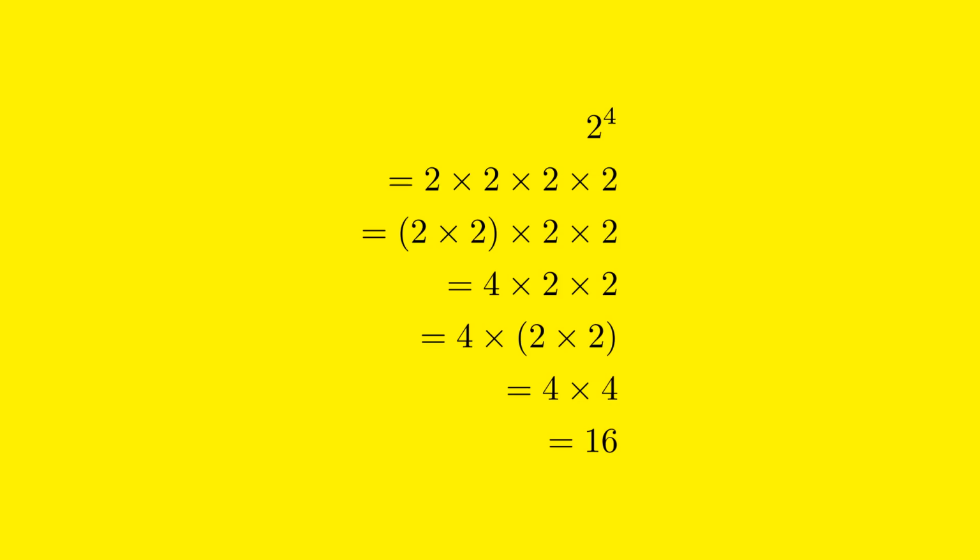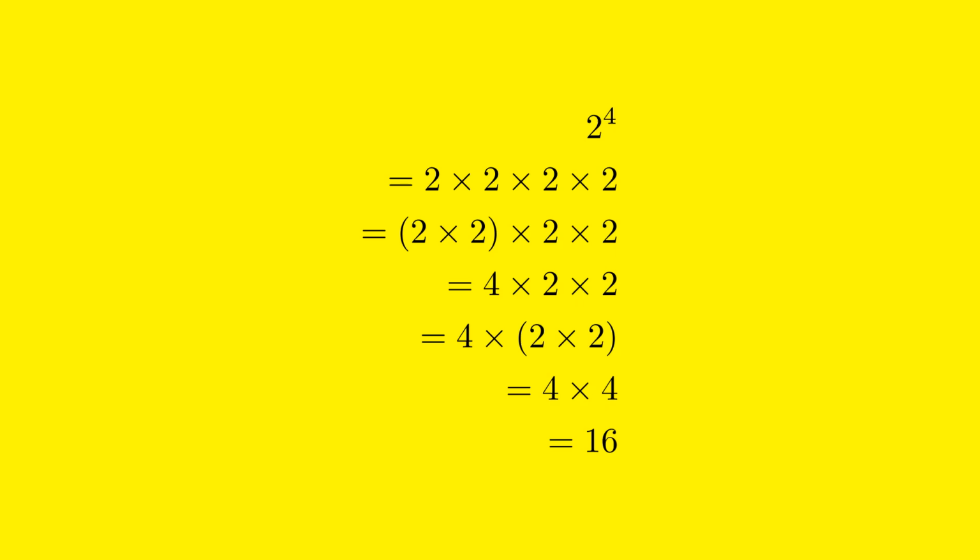Step 2. Now that we have transformed the expression 2 raised to the power of 4 into repeated multiplication, we need to perform the multiplication step by step. Our goal is to simplify the expression to a single number. We start with the first 2 numbers, 2 times 2. When we multiply these, we get the result of 4, so 2 times 2 equals 4. This step combines the first 2 instances of the number 2.